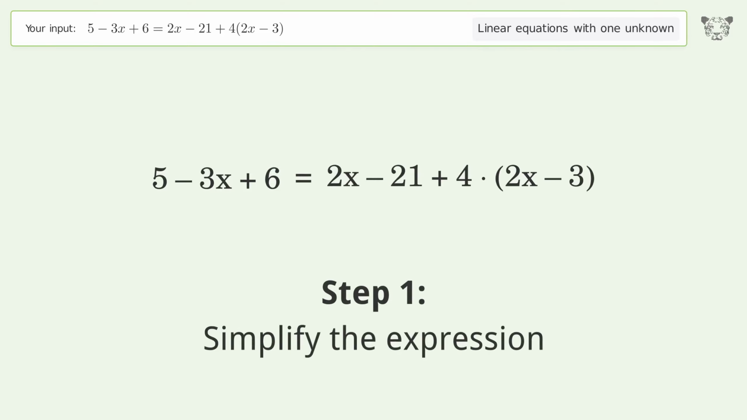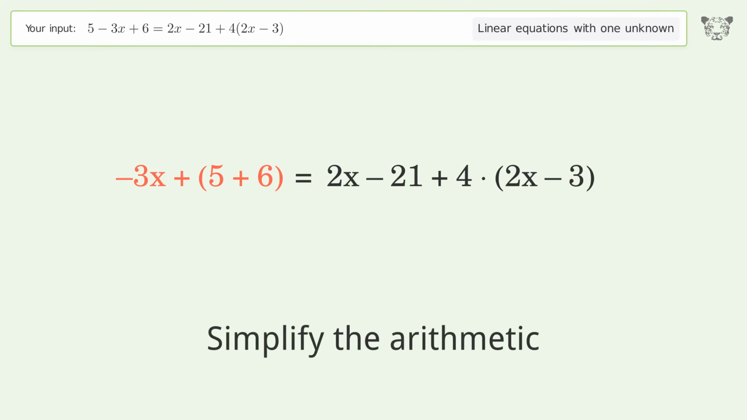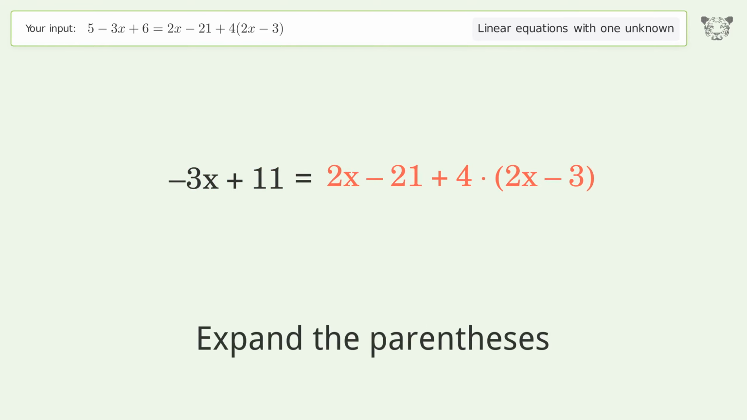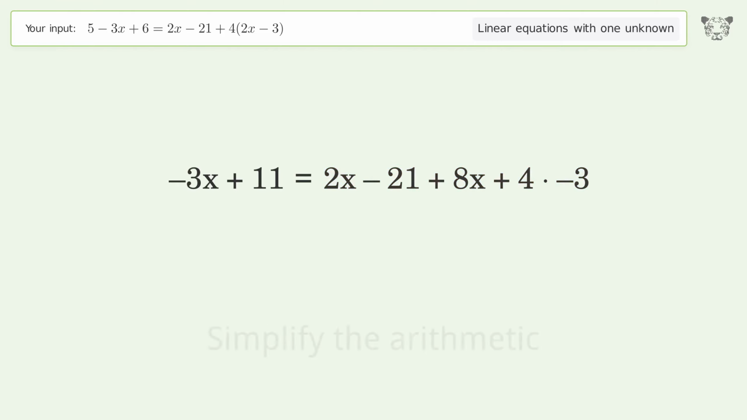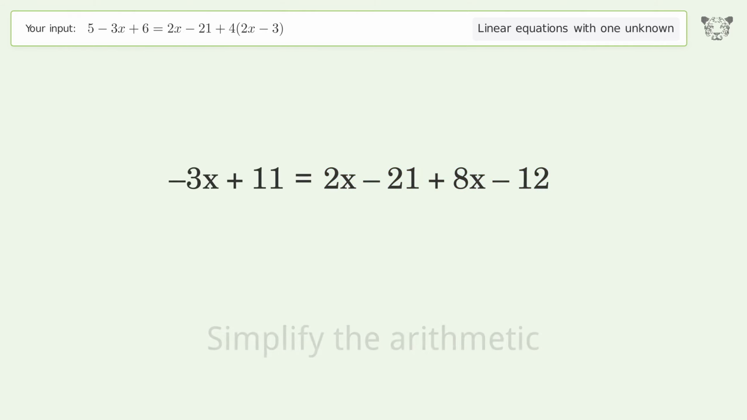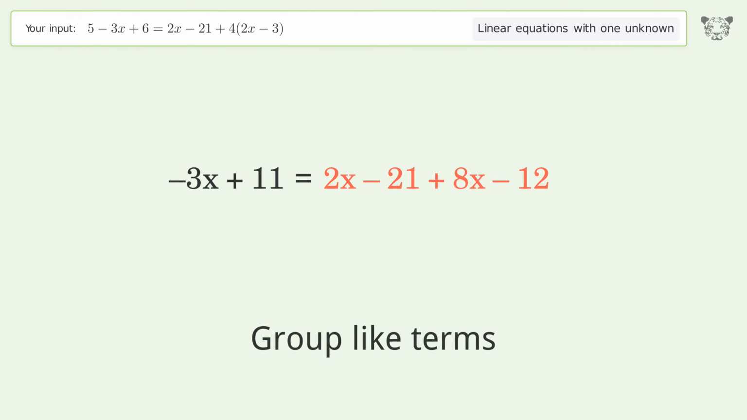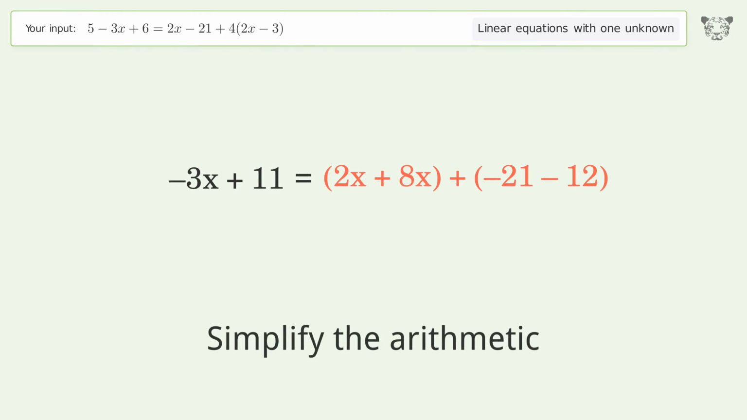Simplify the expression. Group like terms. Simplify the arithmetic. Expand the parentheses. Multiply the coefficients. Simplify the arithmetic. Group like terms. Simplify the arithmetic.